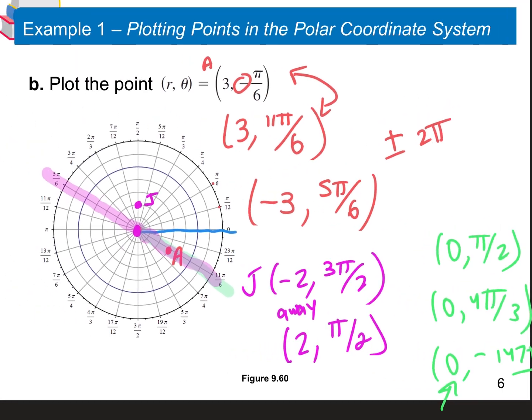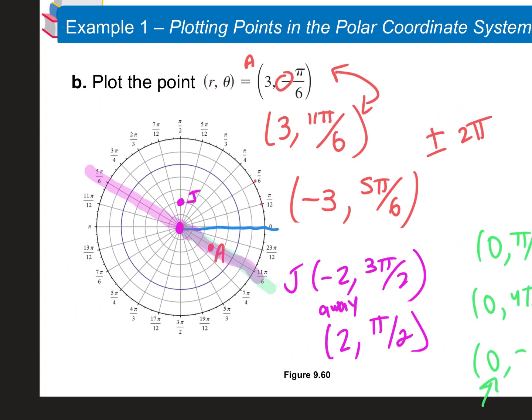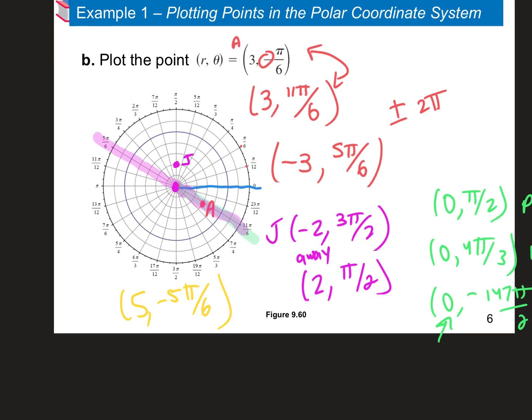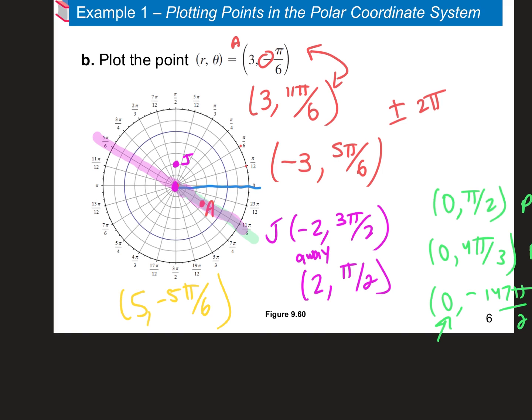All right, let's do one more. And this is so much easier when I do it on Notability, but if I erase here on the video, then everything erases. So I'll just do a different color. Let's say I have the point 5, negative 5 pi over 6. So 5 comma negative 5 pi over 6. Well, where is negative 5 pi over 6? Well, let's find positive first.